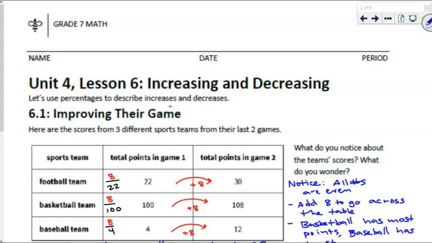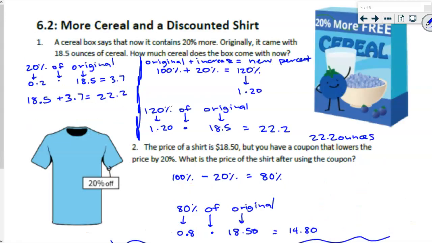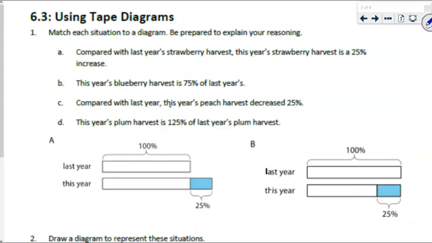This is part 2. We ended up not finishing the lesson in our last video, so we're just going to pick up where we left off. We are going to look at these same types of percent problems, percent increasing and percent decreasing. We're going to look at what they call tape diagrams.